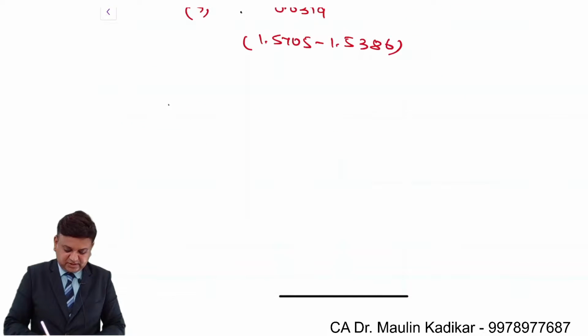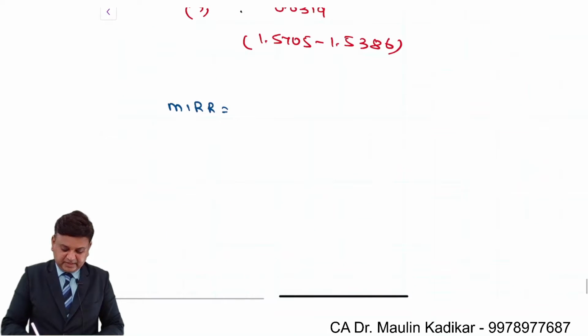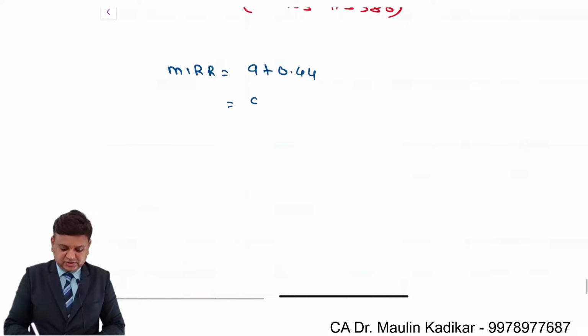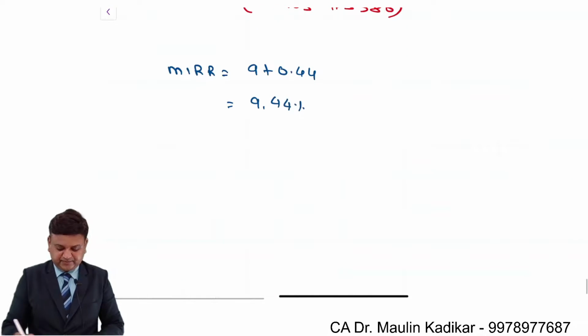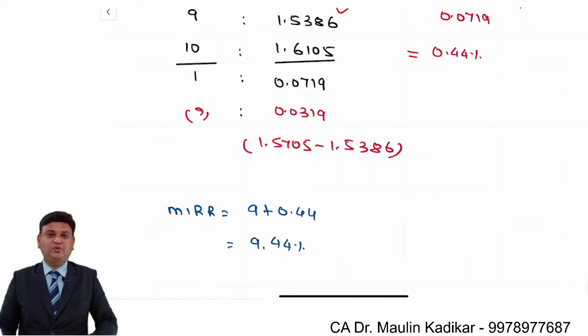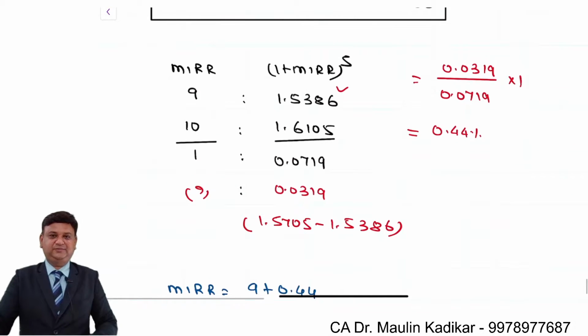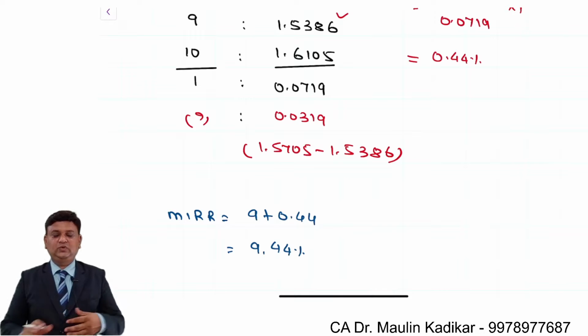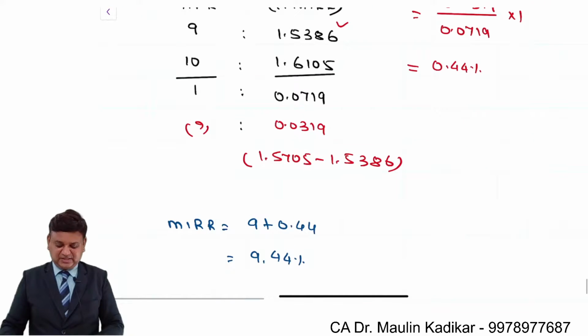So we understand that the modified internal rate of return is equal to 9% plus 0.44%. So it is 9.44%. That is the way we can compute the modified IRR. So ultimately the answer of the question is 9.44%.